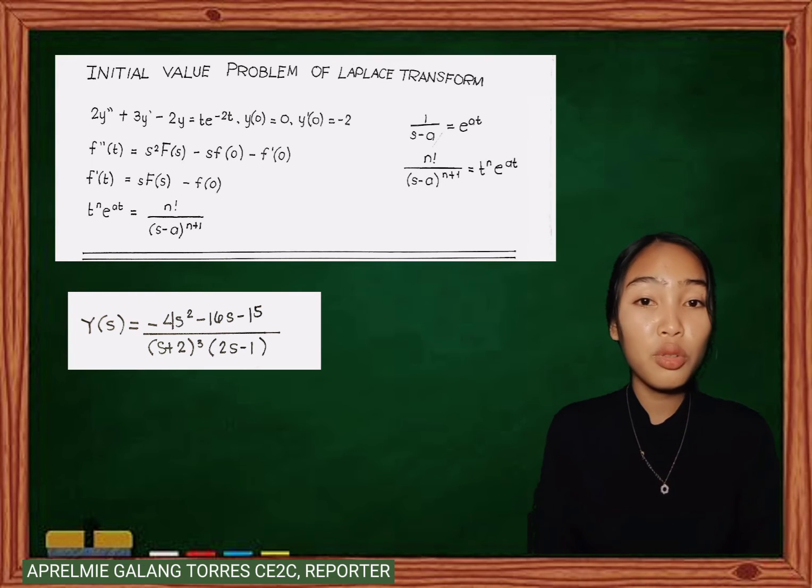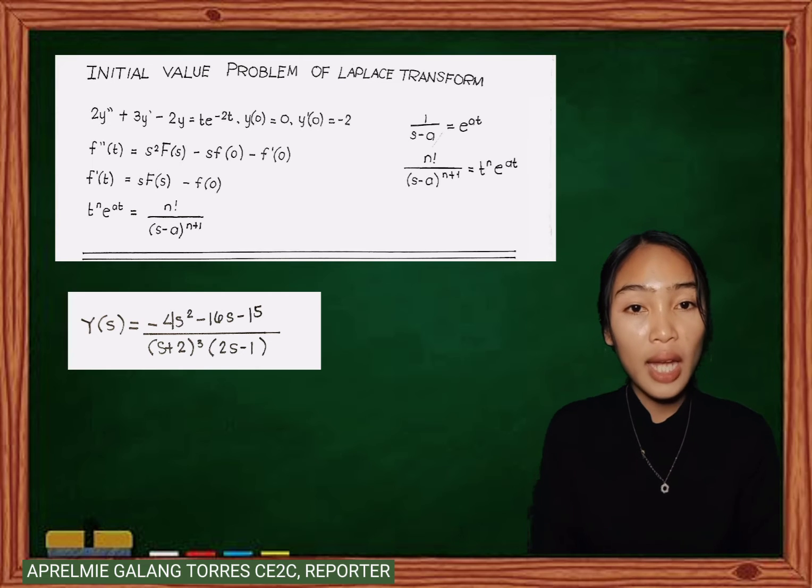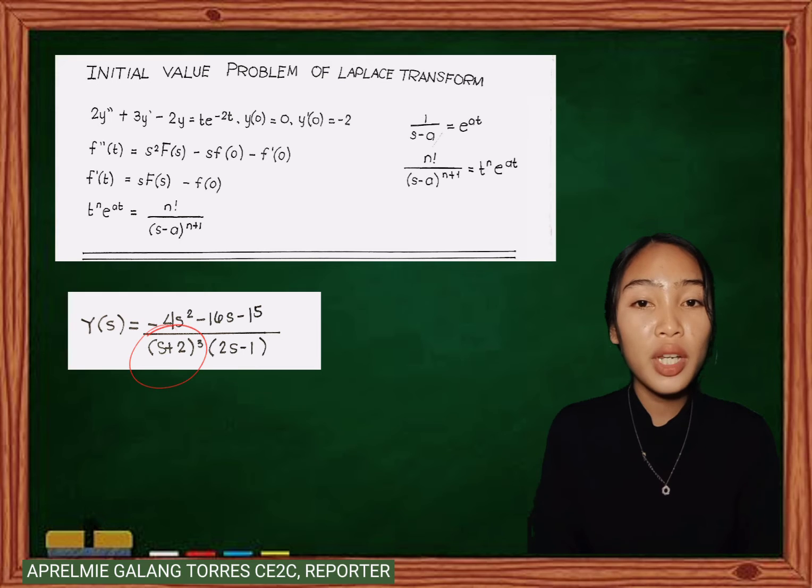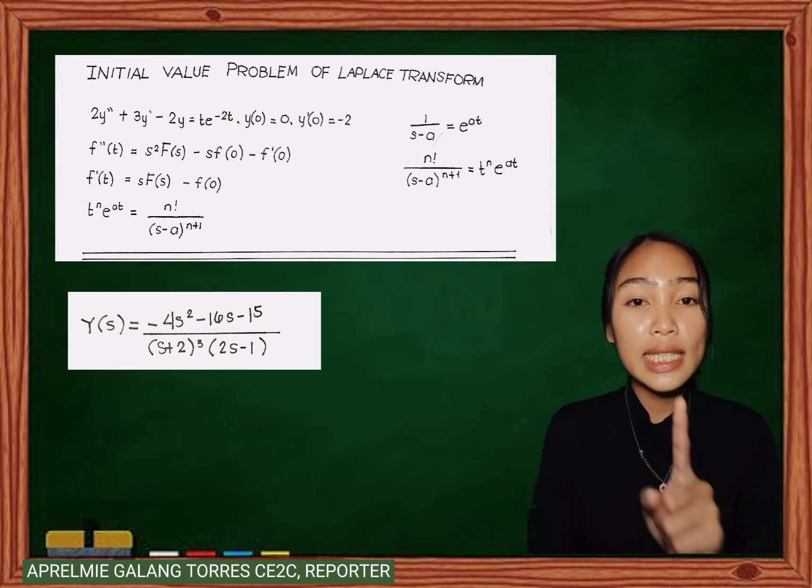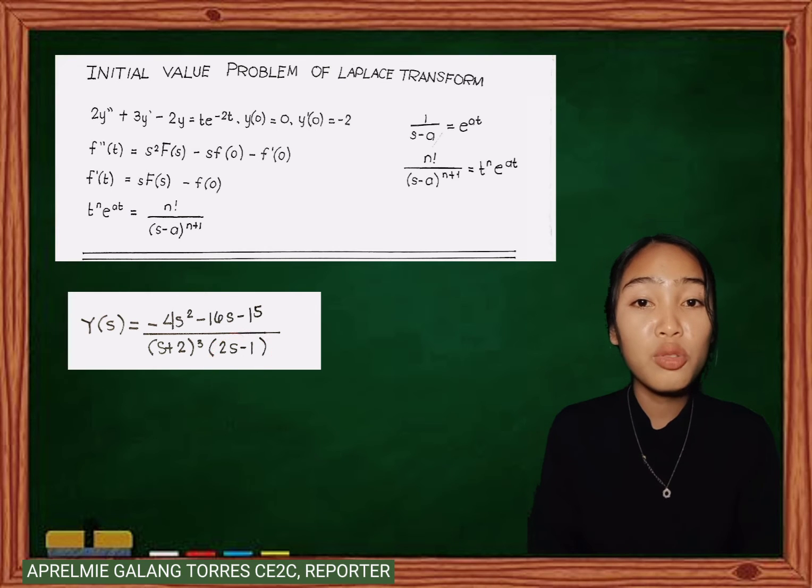So in order to do partial fraction decomposition, remember that we'll break apart our denominator here. And because we have a repeated linear factor here in the quantity (s + 2)^3, remember that we will have to include all factors of lower degree. This 2s - 1 is also a linear factor, but it's just a distinct linear factor. So that means that our partial fraction decomposition is going to look like this.